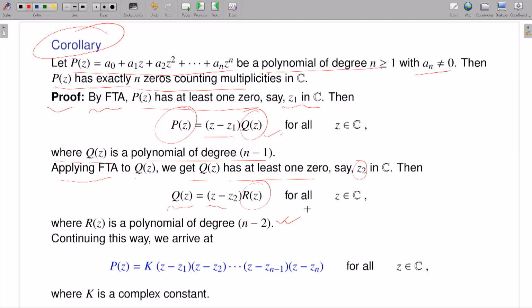If I continue like that, at the end you will have p(z) equal to k times (z minus z1)(z minus z2) up to (z minus zn), where k is a complex constant. Therefore the polynomial p(z) has exactly n roots, but here z1, z2, ..., zn could be equal values. So that means it is counting multiplicity. That means z1, z2 could be equal to another complex number. Okay, so that's the proof of the fundamental theorem of algebra.